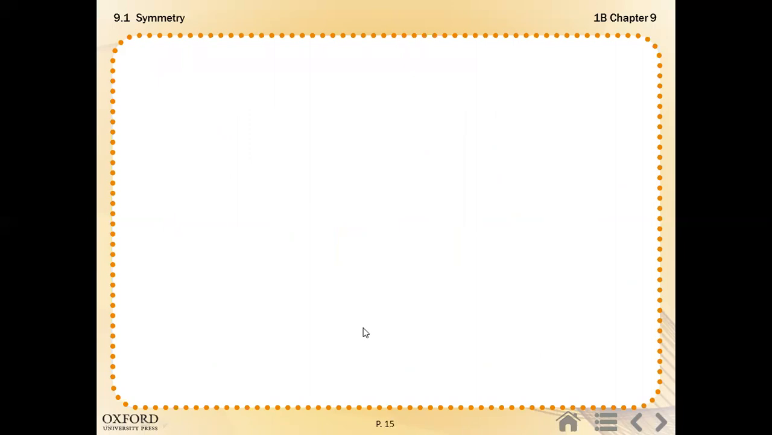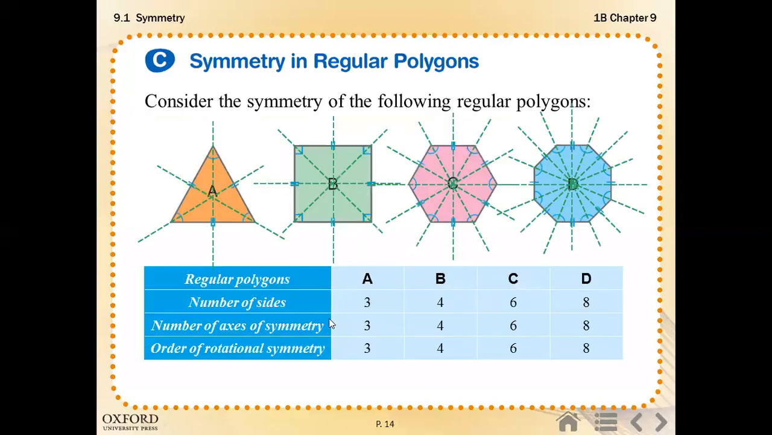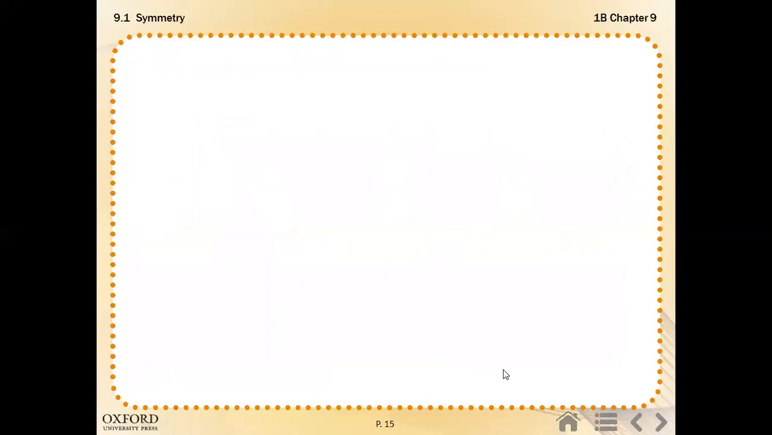So we can draw the conclusion that for a regular polygon with, say, 4 sides, it has 4 axes of symmetry. And it also has 4-fold rotational symmetry. In general, n sides give n axes of symmetry and n-fold rotational symmetry. Let's go back to the last question. If it is a 6-sided polygon, then there are 6 axes of symmetry. And the order of rotational symmetry is also 6. Understand?